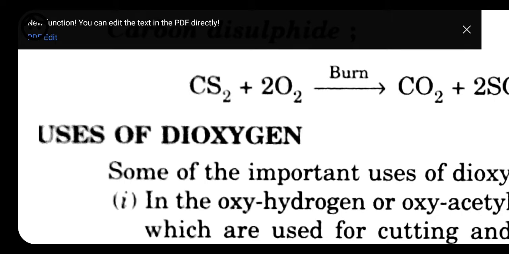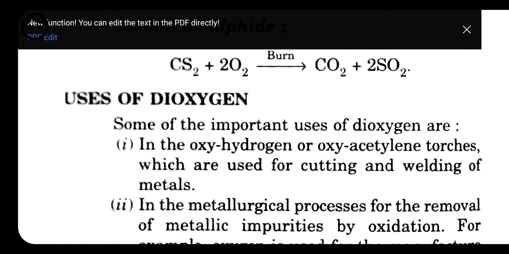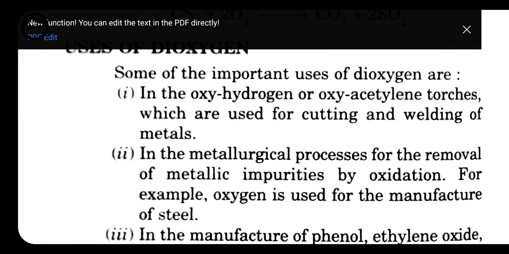Now let's have a few of the uses of dioxygen. Some important uses of dioxygen are in oxyhydrogen or oxyacetylene torches, which are used for cutting and welding of metals. It is also used in the metallurgical process for the removal of metallic impurities by oxidation. You people know about metallurgy. In that also the oxidation method is used for the removal of impurities.